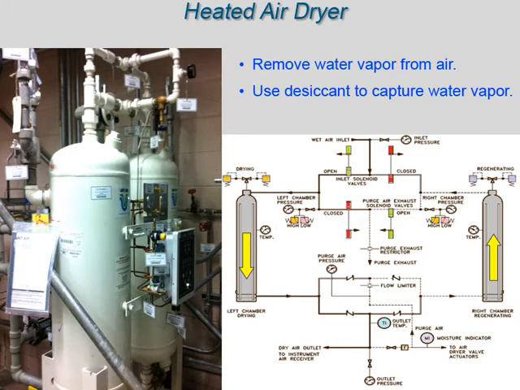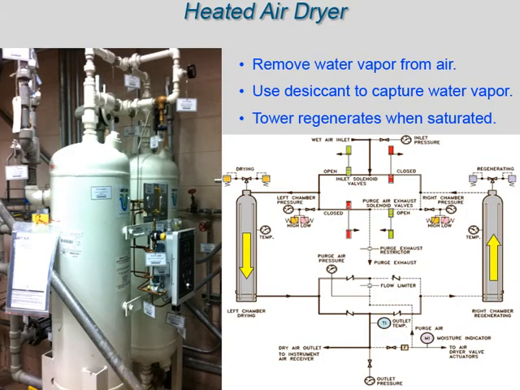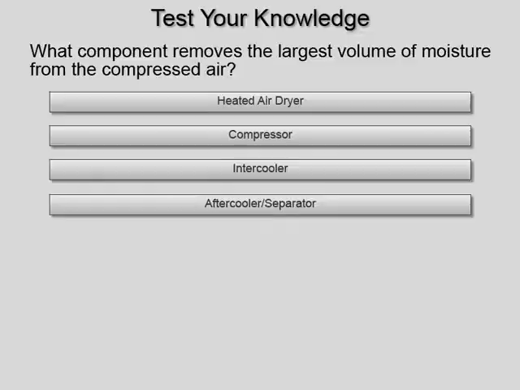Most systems have two towers with one tower in service at a time. When that tower's desiccant becomes saturated, airflow is switched to the standby tower, and the saturated tower is regenerated by heating and reversing the airflow to remove the collected moisture and dry the tower. Cycle times between towers usually range between 4 and 8 hours.